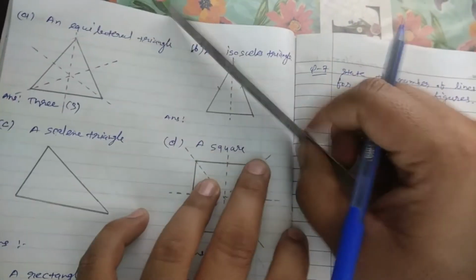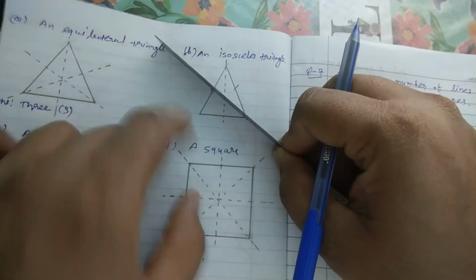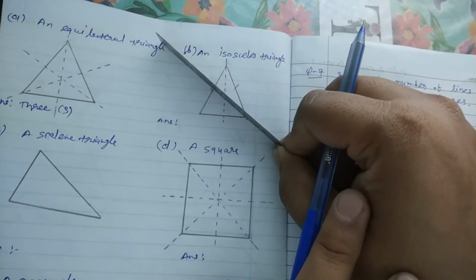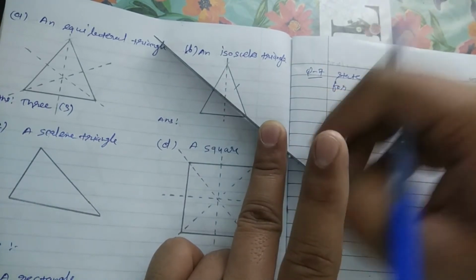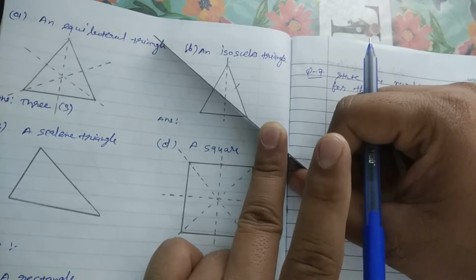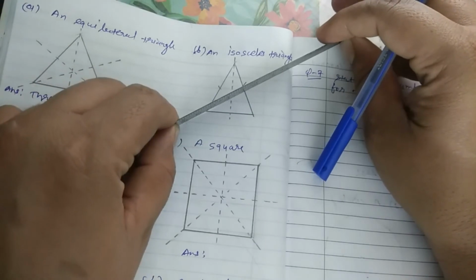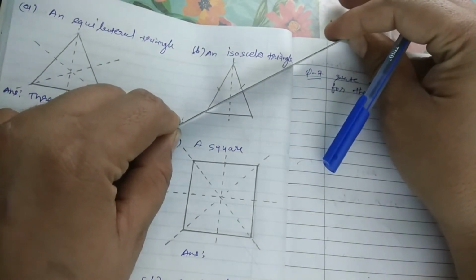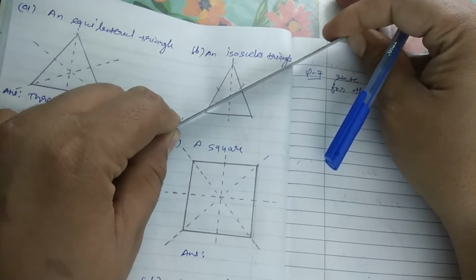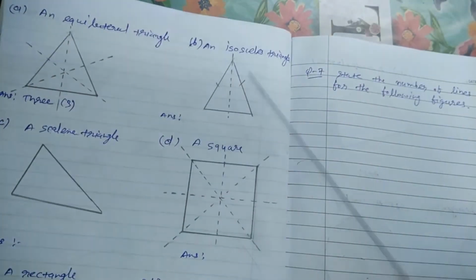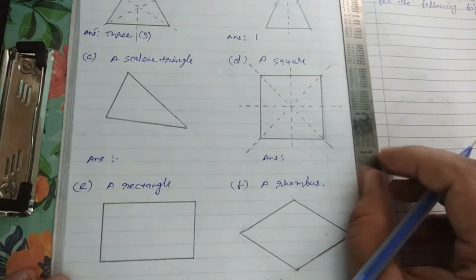Next we will check from the other vertices to the middle point of the opposite sides. Here we can see that these two parts are not the same, and when we fold them, they will not coincide with each other properly. So this is not a line of symmetry. Next we will check from the other vertex to the middle point of the opposite side. Here also these two parts are not the same, and when we fold them, they will not coincide with each other. So in an isosceles triangle there is one line of symmetry. So the answer is 1.